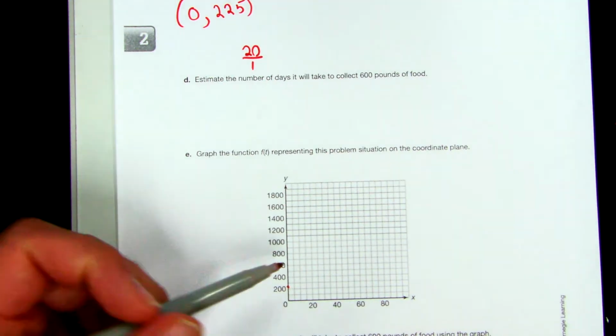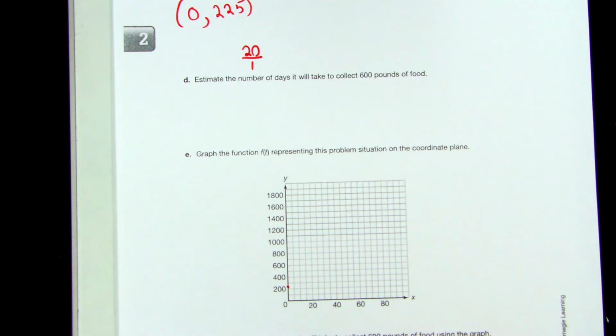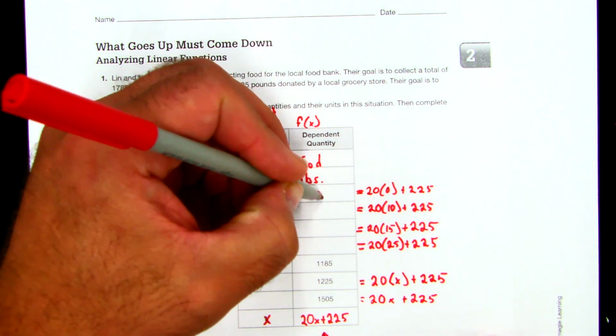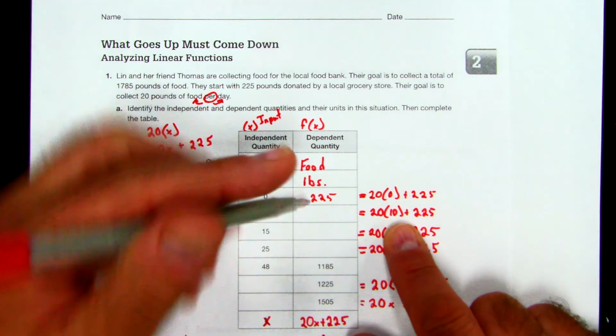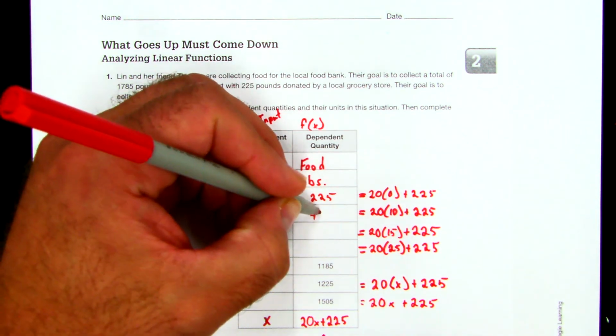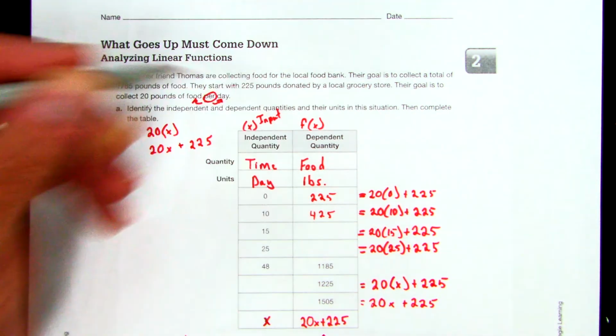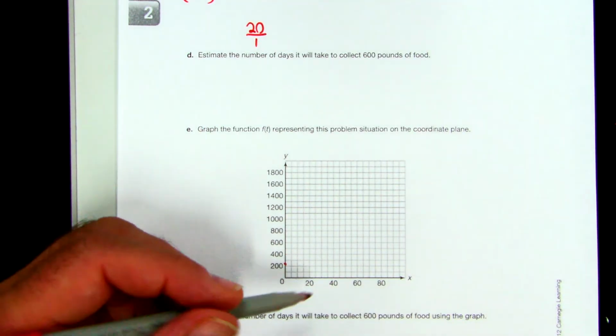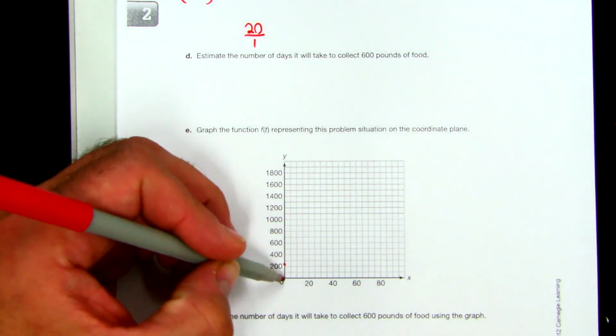So now they want us to look at this, and after I graph a couple of points, okay, I'm going to do (0, 225), and I'm going to do the next point, (10, 425). So I'm going to graph the next point. It started here, or it's 10, so I do 10 days.